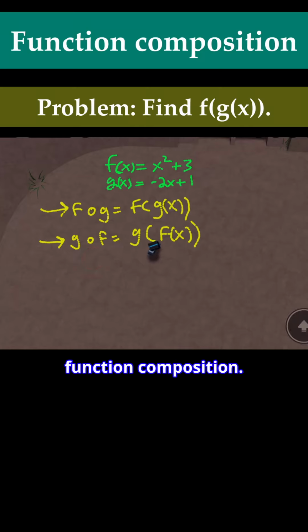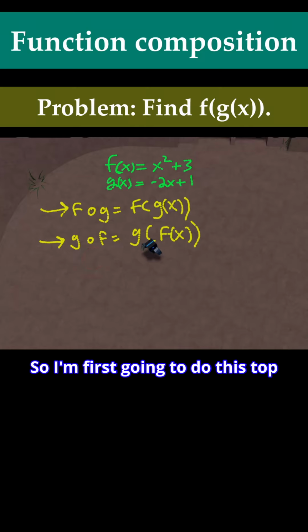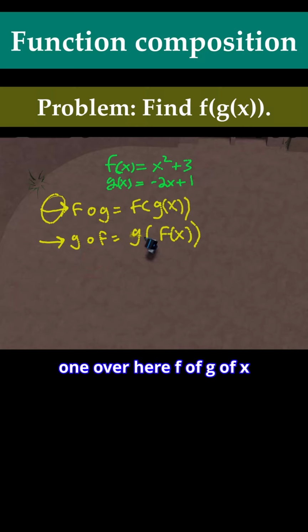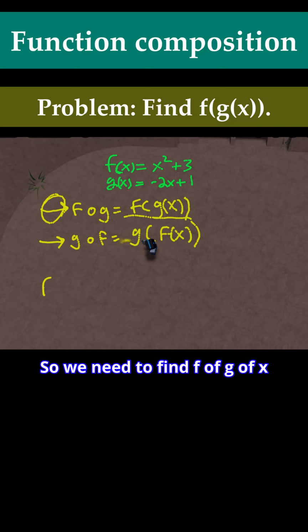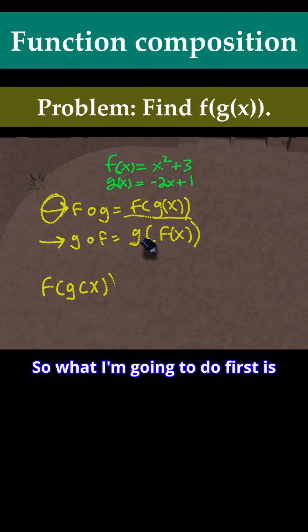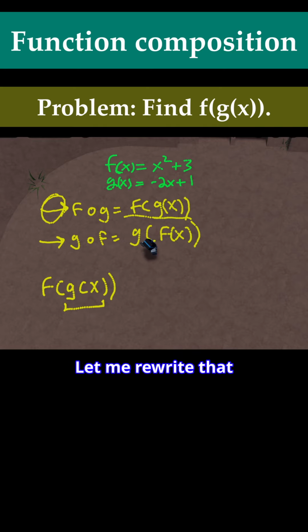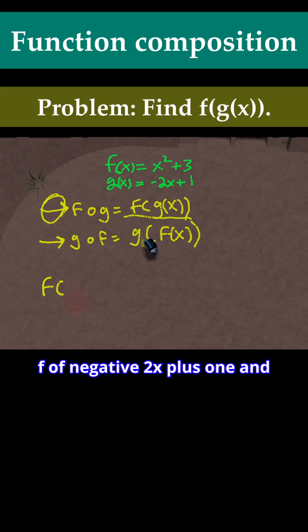But let's show you how to do function composition. So I'm first going to do this top one over here, f of g of x. I'm going to write it in this form because I think it makes more sense. So we need to find f of g of x. What I'm going to do first is, we already know what g of x is, right? We can see it at the top. It's negative 2x plus 1. Let me rewrite that. We have f of negative 2x plus 1.